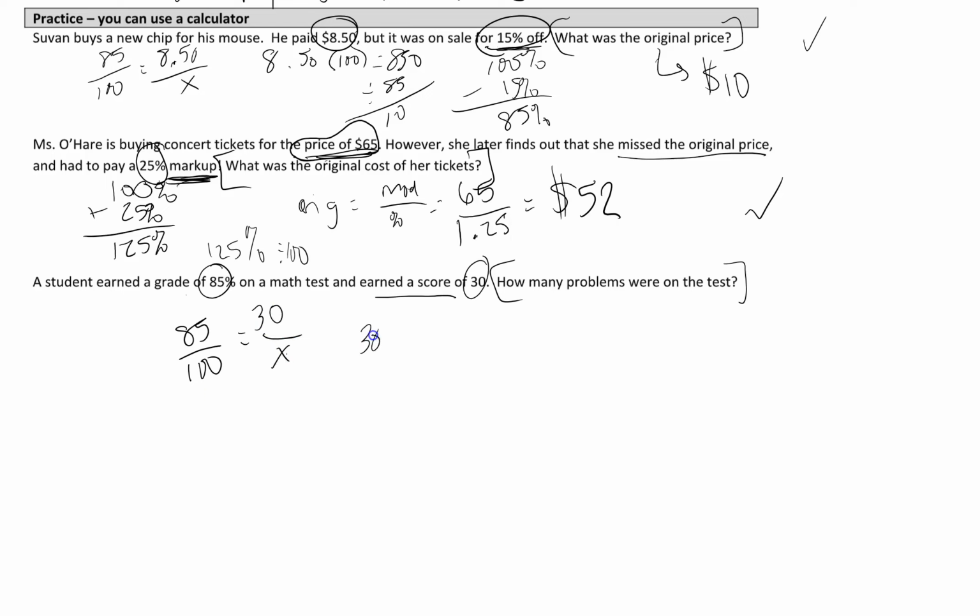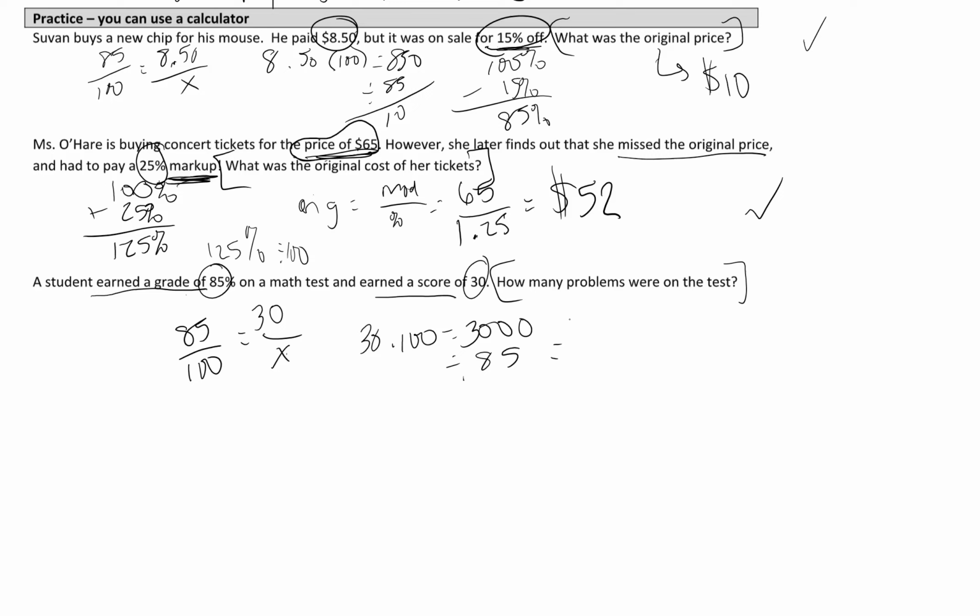Again, cross multiply and divide. This one's a little easier because you didn't even have to do an increase or decrease. We know that, again, because it says they earned a grade of 85%. Now we're going to cross multiply. Let's see, we still need to divide by 85. Go to your calculator. 3,000 divided by 85.